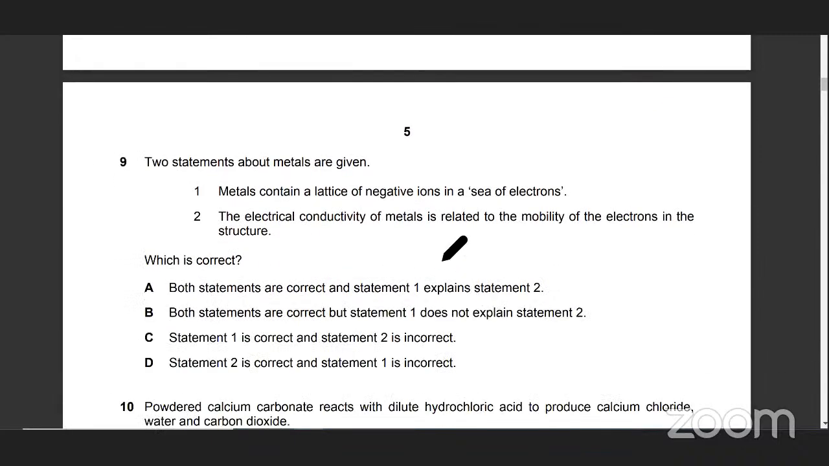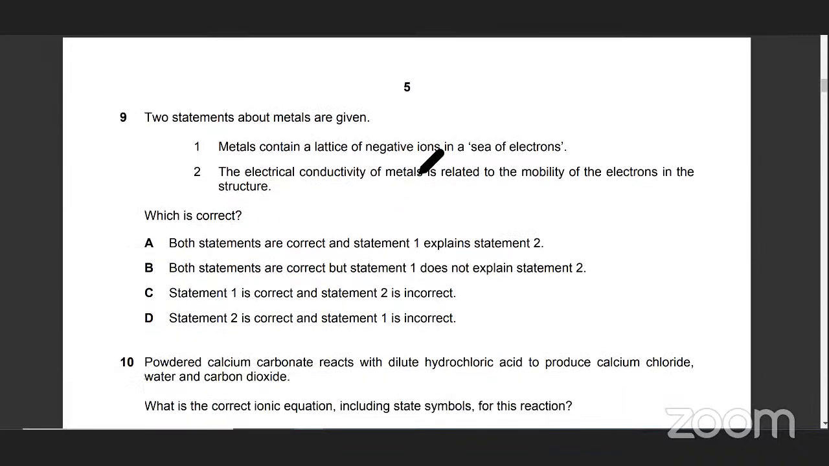Next, two statements about metals are given. Metals contain a lattice of negative ions in a sea of electrons, which is wrong because metals like to lose electrons, and all metals have a regular arrangement, a lattice of positive metal ions with the lost electrons just roaming around, delocalized mobile electrons.